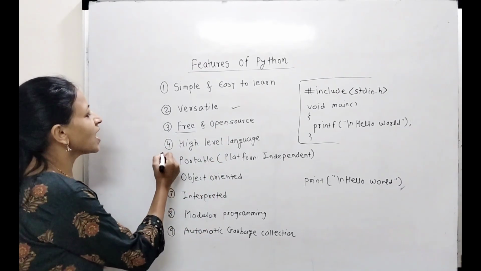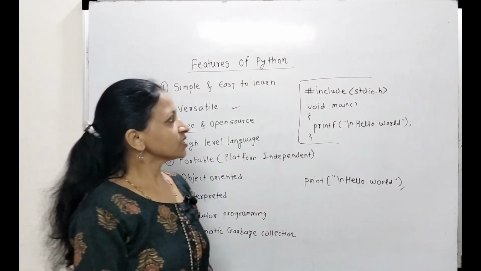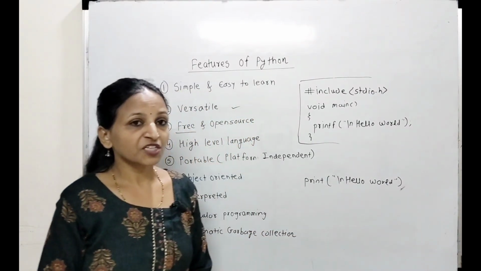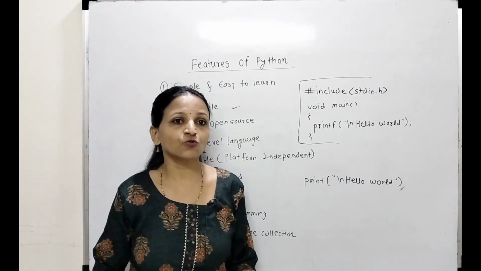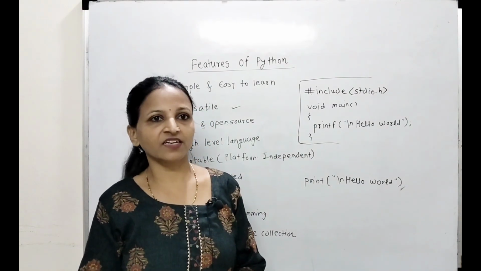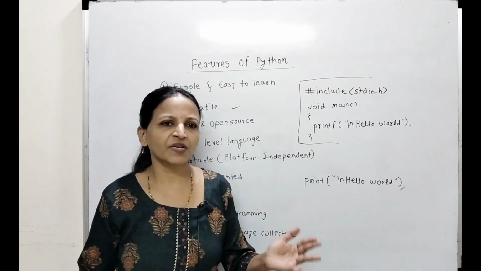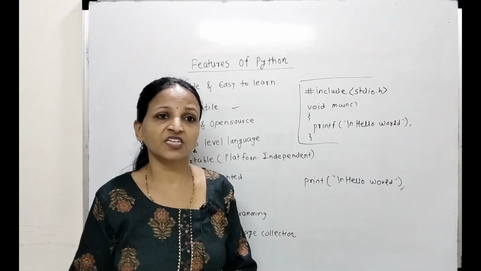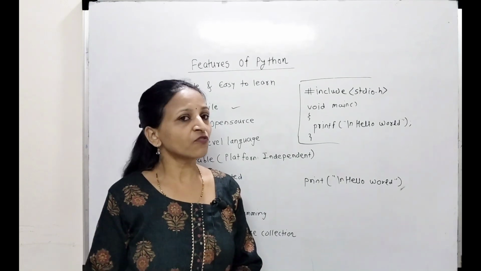The next one is a high level language. C is a middle level language. You know the machine language or assembly language, those come under the low level language category, and Java, C++ and this Python come under the high level language category. Now what is the difference?